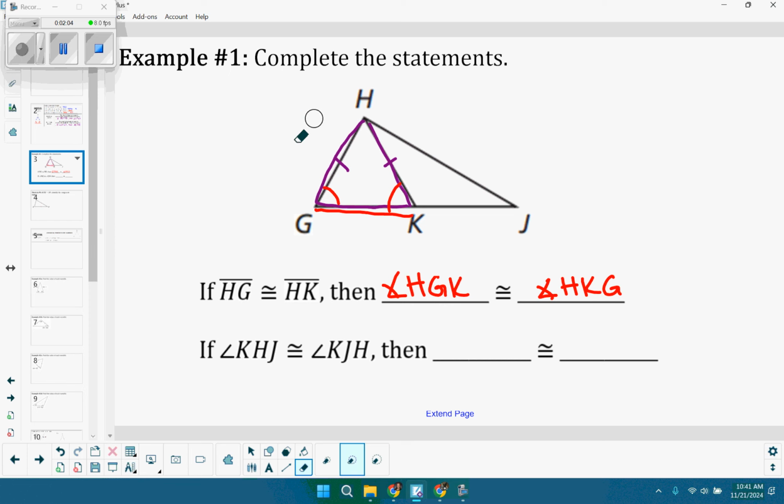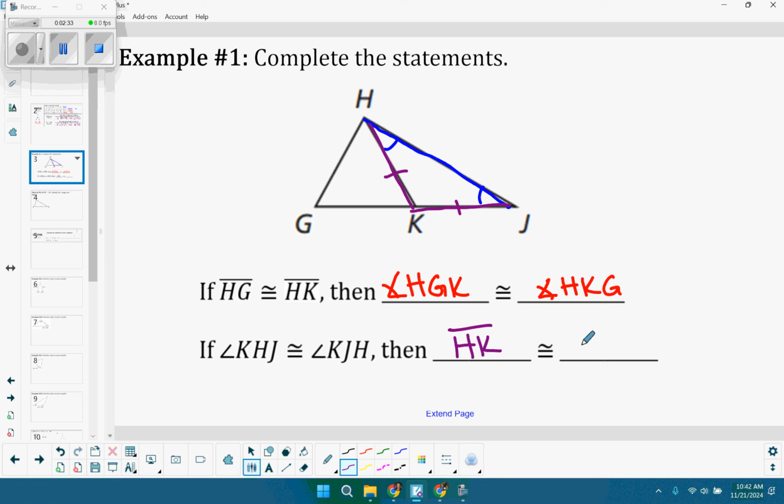For the second part of our problem, we're given that angle KHJ, which is this corner here, is the same as angle KJH, that's this corner here. These two angles both touch side HJ, so HJ is the base, and that would make the other two sides the congruent legs. So that would be segment HK and segment JK.